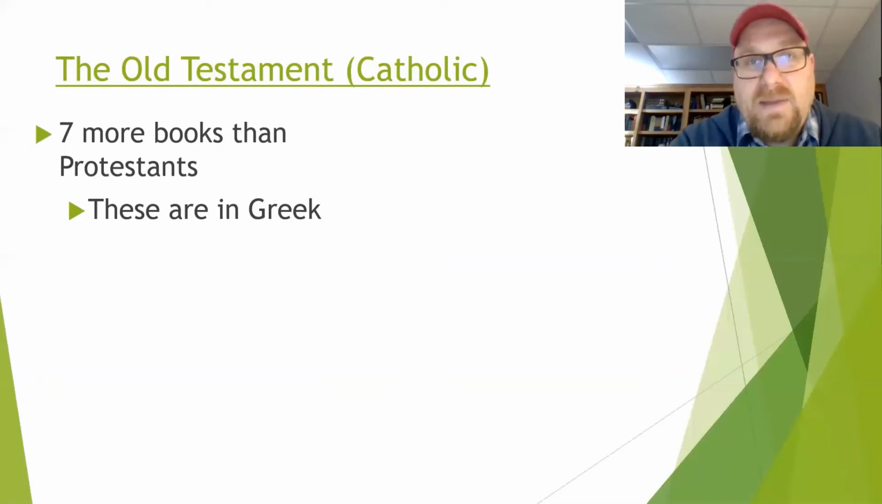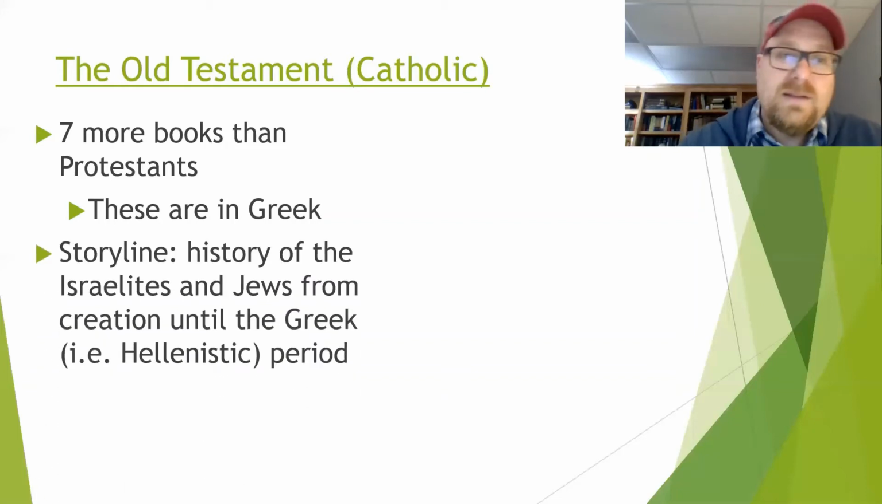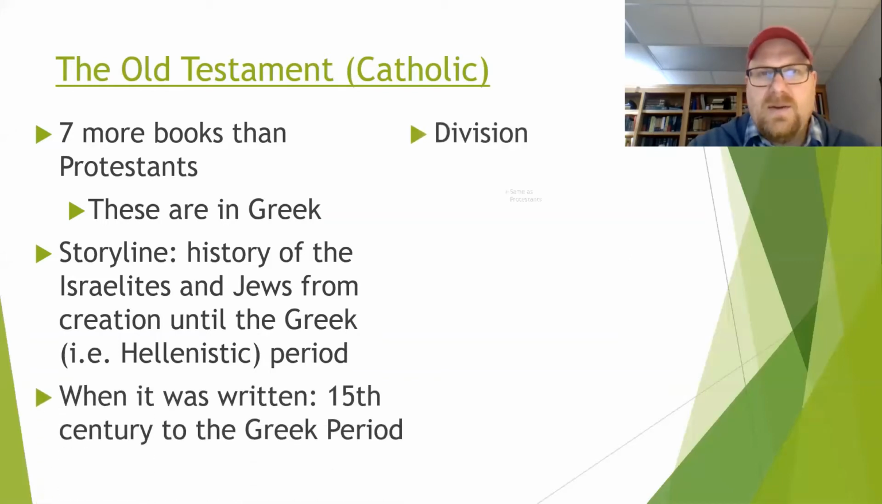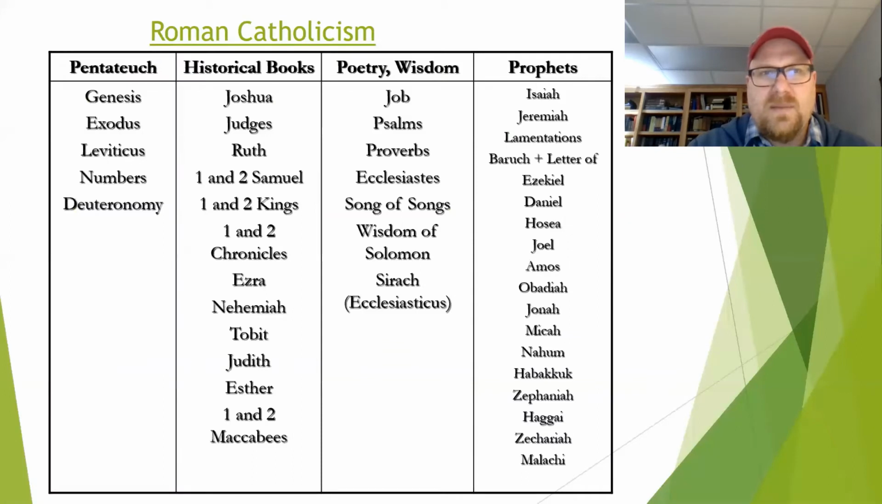So the books of Maccabees, Wisdom of Solomon, Judith, Tobit, these things all survive in Greek. The storyline, we had this previously, goes up and through the Greek period. So we had the same slide twice. Sorry about that. This is what it looks like.